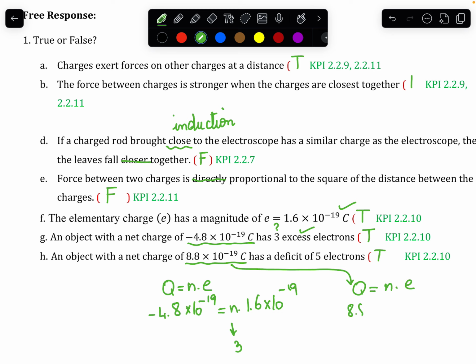So 8.8 times 10 to the power of -19 equals N times 1.6 times 10 to the power of -19. So N equals 5.5. So it's not 5. So it is false, not true.